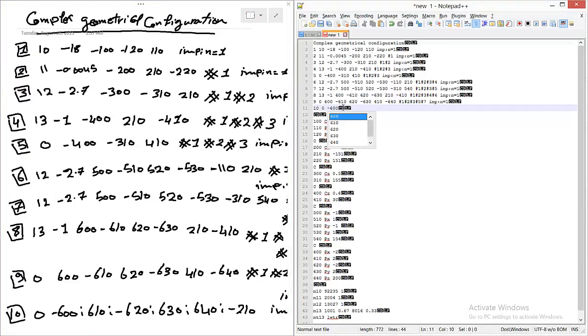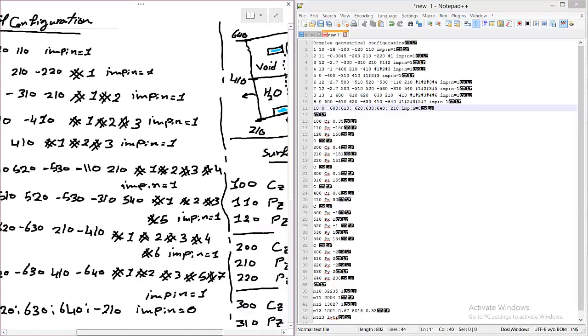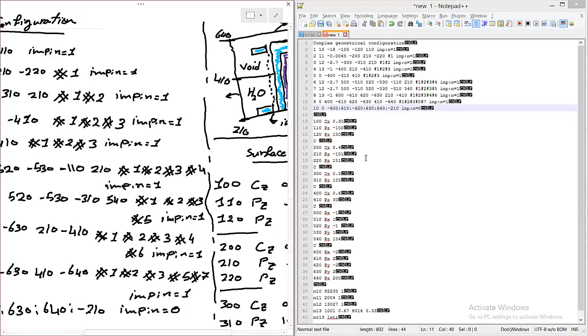And finally cell number 10 was void, and it consisted of negative 600, 610, 620, 630, 640, negative 210, with importance of neutrons equals 0. Let's make sure that we have copied the hash parts correctly in all the cells.